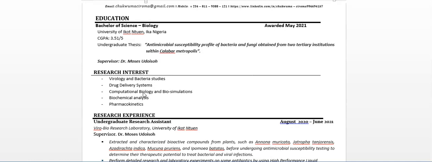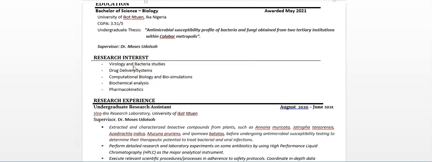For this particular CV, this person studied biology, but he's interested in computational biology, he's interested in virology and bacterial studies, interested in drug delivery systems, and interested in biochemical analysis. These are sub-branches, sub-disciplines of biology, and therefore it falls under his research interest. Of course, in a CV, you should have four or five of these interests. Following that immediately should be your research experience.